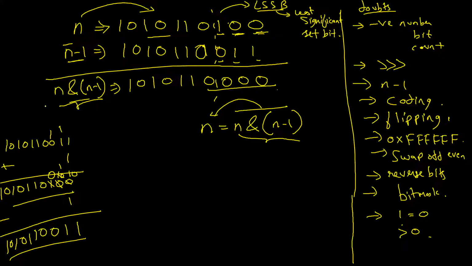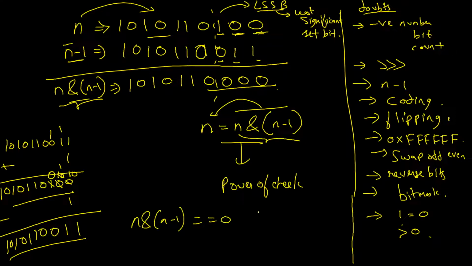Right? So you can use this technique to check if a number is a power of 2 as well. Yesterday I told you, right? Because if n ampersand n-1 becomes 0, it means only one bit is set.